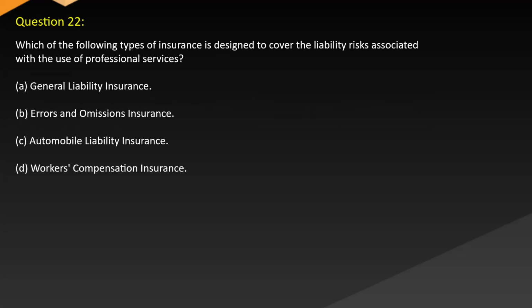Question 22. Which of the following types of insurance is designed to cover the liability risks associated with the use of professional services? A. General liability insurance. B. Errors and omissions insurance. C. Automobile liability insurance. D. Workers' compensation insurance.